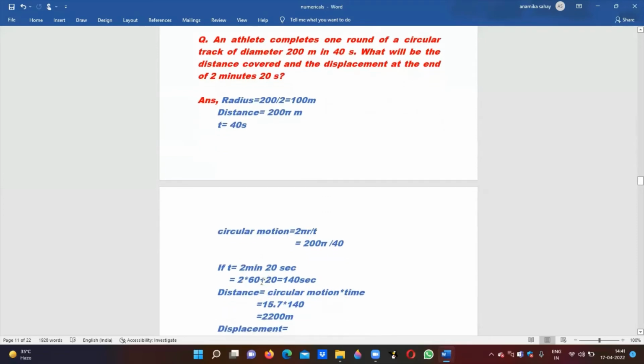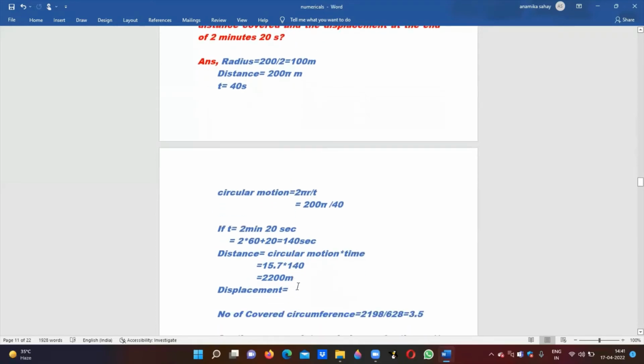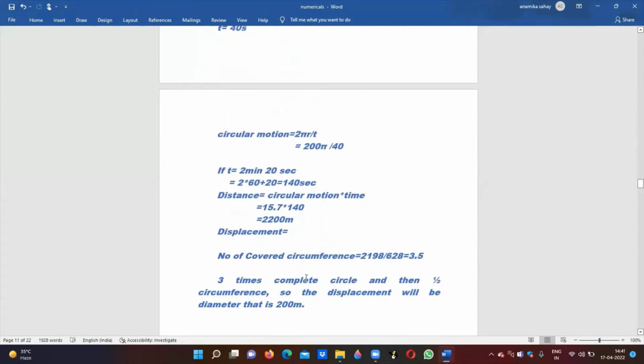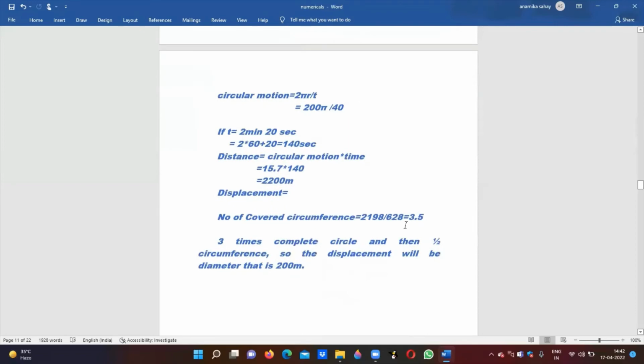Now we have to calculate the displacement at the end of 2 minutes 20 seconds. First we will convert 2 minutes 20 seconds into seconds. It will be 140 seconds. Now distance is speed into time. In the 140 seconds, the distance covered is 2200 meter. Now for displacement, again we will calculate the number of rotations. We divide this distance by the circumference, that is 2 pi r, and the answer will be 3.5.